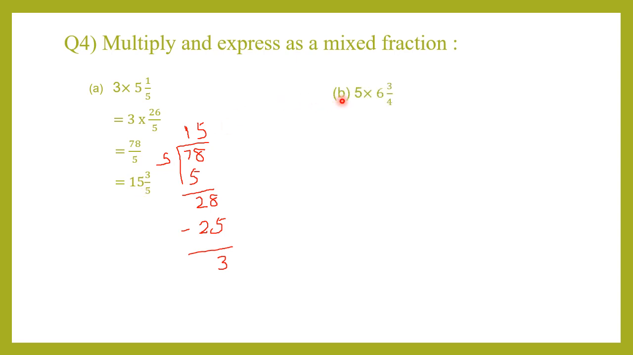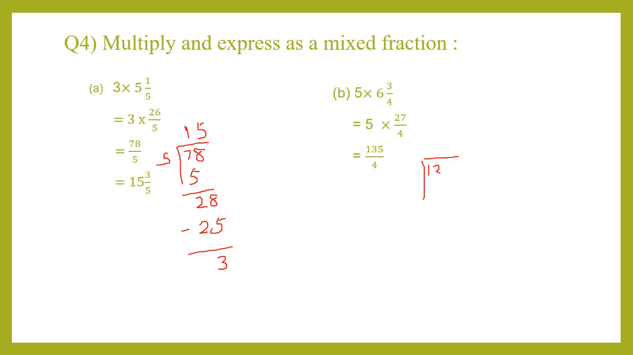Now question number B. 5 multiplied by 6, 3 by 4. Again, 6, 3 by 4 is a mixed fraction. First you have to convert to an improper fraction. So 6 fours are 24, 24 plus 3, 27. So 5 multiplied by 27 by 4. Now multiply 27 into 5. 27 fives are 135 upon 4. It's an improper fraction. First you have to convert to a mixed fraction by dividing. So divide 135 by 4.